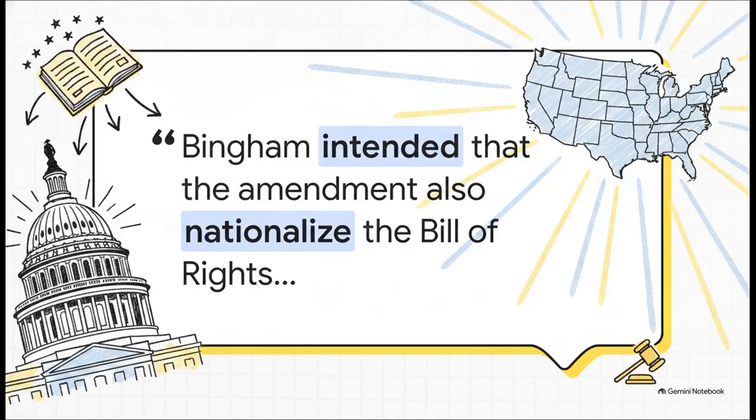Let's try it out. We'll use Congressman John A. Bingham, the primary author of the first section of the 14th Amendment. The National Archives notes his intent was to, quote, nationalize the Bill of Rights. That simply means he wanted to make sure those first 10 amendments didn't just limit the president or Congress, but they put hard limits on your state governor and your state lawmakers too.